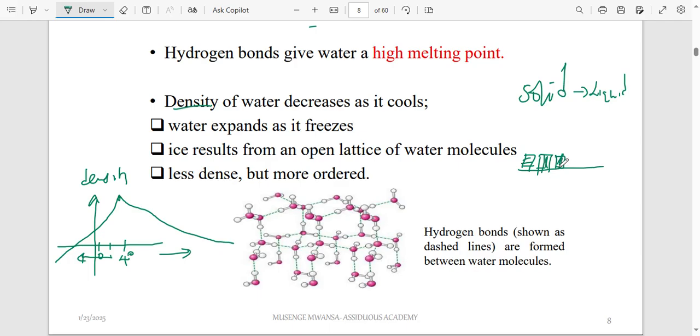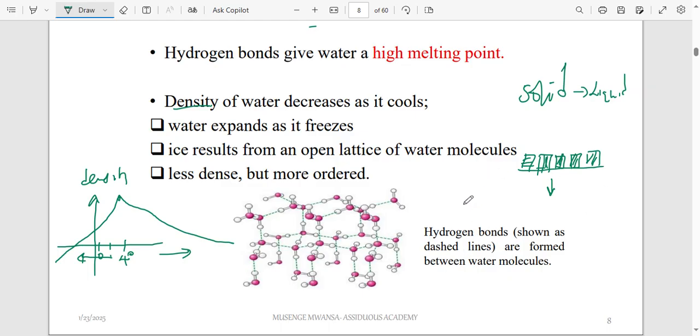You find that for a river or ocean, you are going to see ice on top, very cold water. But at the bottom, as you go down, water is going to be becoming warmer. That is why you can't fish in cold season. Why? Because fish is going to be at the bottom. That's where water is hot or warm, to say. So the property is very important there.